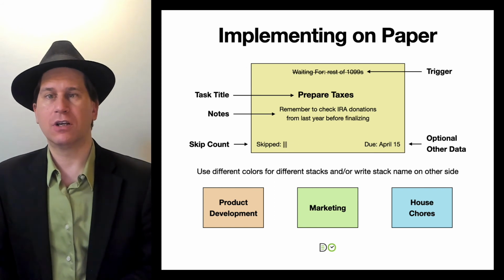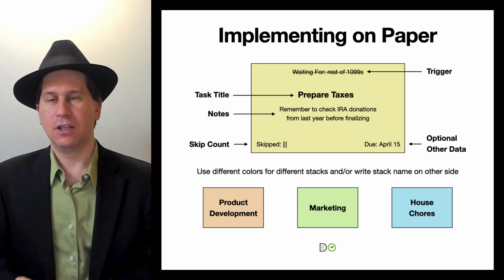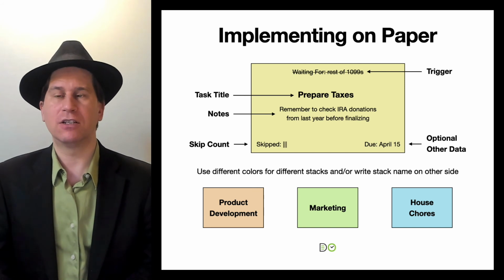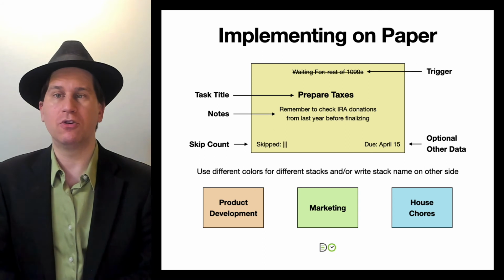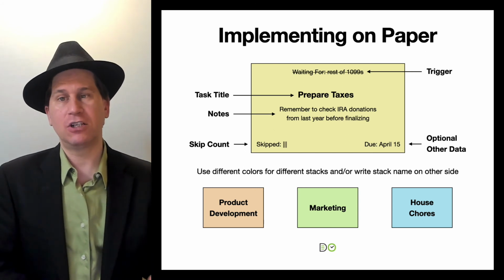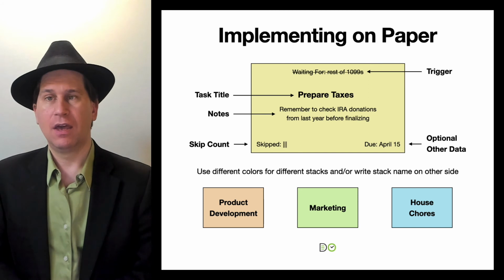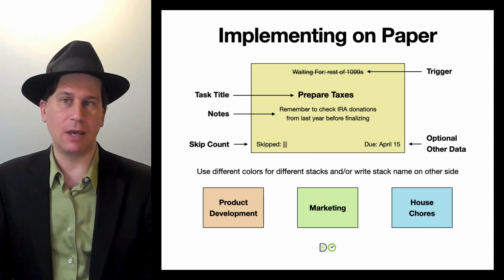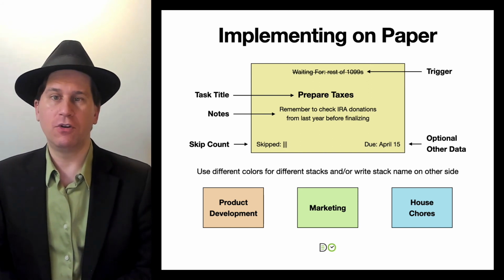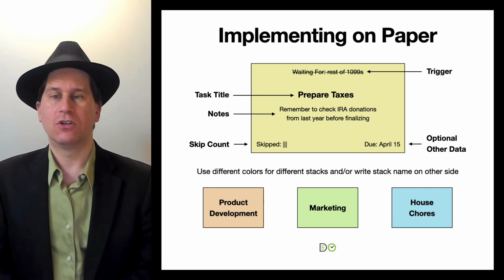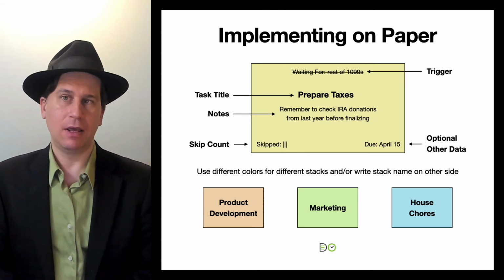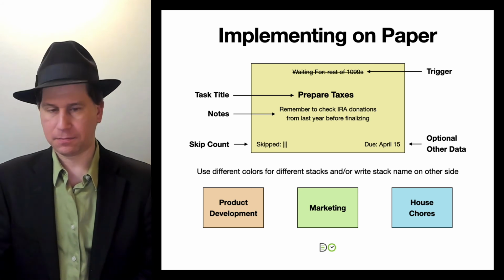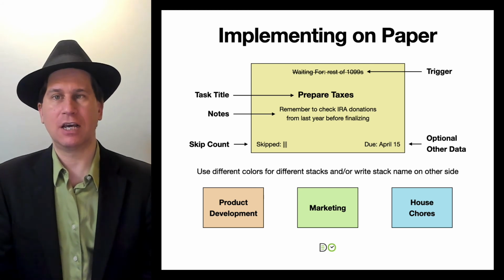Now you've noticed I prefer using these little business-size blank business cards that come in different colors, because then you can have a different color for each task stack. So it makes it very easy. Now, if you need to use the same color for multiple task stacks, what you do is on the back side of the card, write the task stack name. So on the back side of prepare taxes, maybe I'll have finance or admin as my task stack name. So that's how you'll implement task stacks on paper.